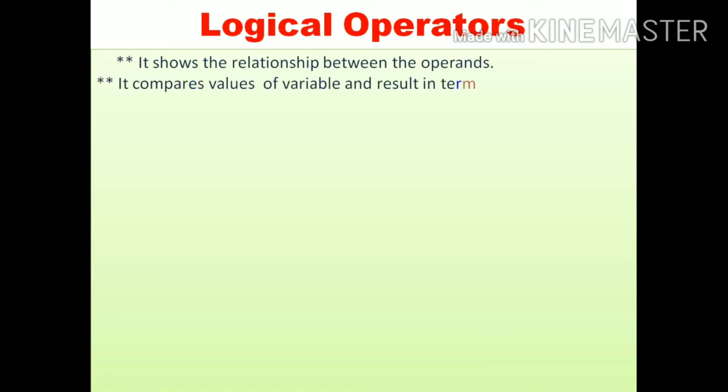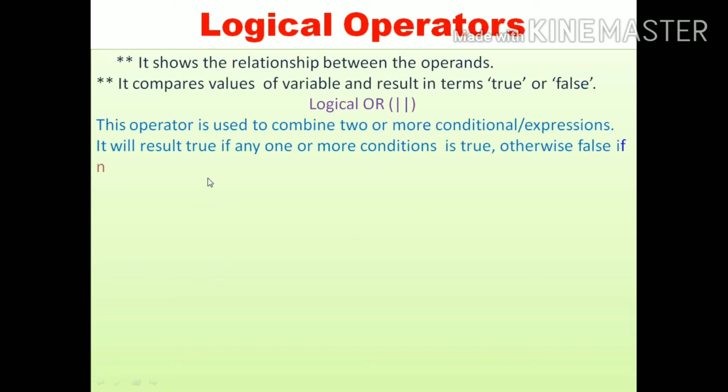So now the topic is logical operators. It shows the relationship between the operands. It compares values of variables and results in true or false. Logical OR. This operator is used to combine two or more conditional expressions. It will result true if any one or more conditions are true. Otherwise false if none of the conditions is true. Means you need minimum one condition true to execute this part. So here is the example.